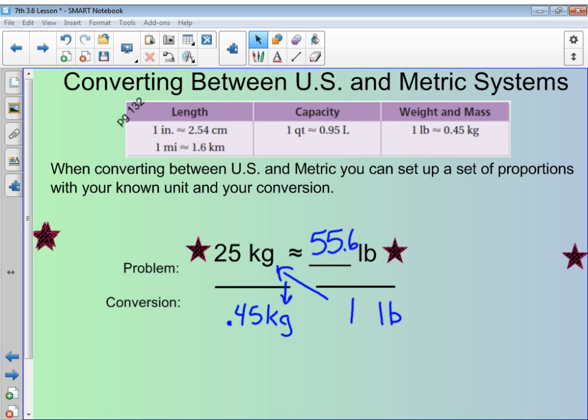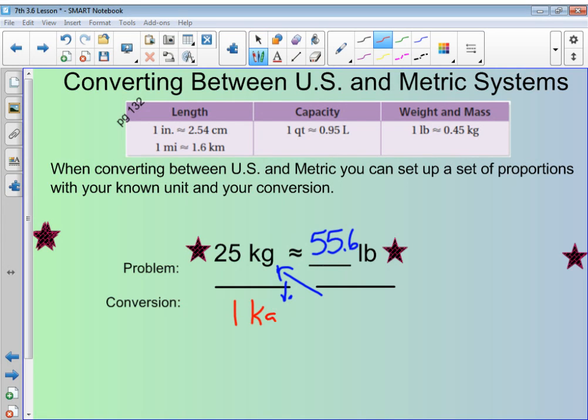Had I used the conversion out of the back, let's see what we would have gotten on that one. Let's see, kilograms. 1 kilogram is 2.2 pounds. So just in case somebody used that one, 1 kilogram is 2.2 pounds. So cross multiply, we'd end up doing 2.2 times 25 would give us 55. So both are very close to each other, just slightly different, but both of them right around 55 pounds. So that's it for converting between US and metric. Key thing on this one is making sure that you match up your labels.